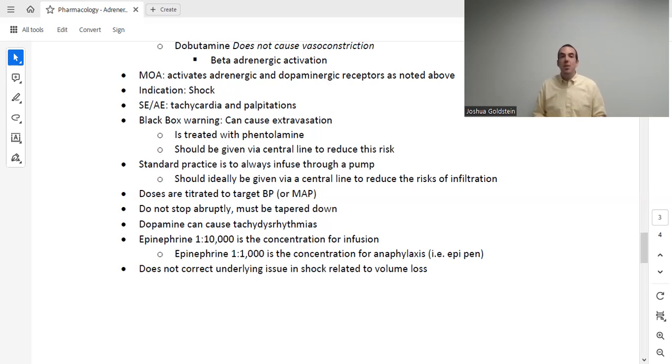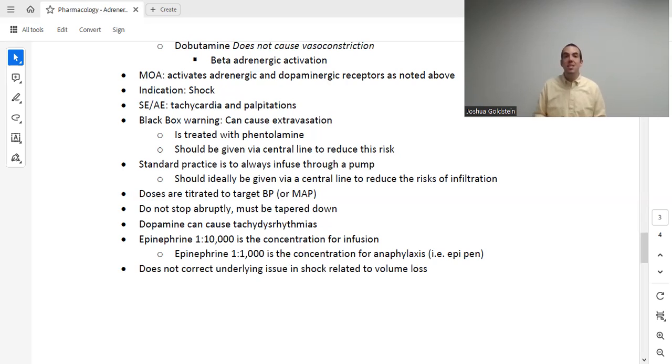I do want to point out specifically that epinephrine, we're talking about it here, and this is where we're going to cover epinephrine, but it does come in two flavors. It comes in the 1 in 10,000 and the 1 in 1,000 concentration. These are absolutely not interchangeable. One is 10 times stronger than the other. The 1 to 10,000 is what's used for infusions. It's what's used for a patient in cardiac arrest. The 1 in 1,000 is what's used for anaphylaxis as an IV push or as an injection for an EpiPen. That's the 1 in 1,000.